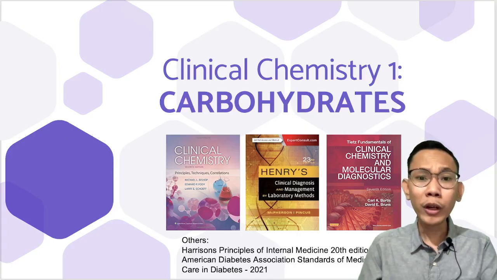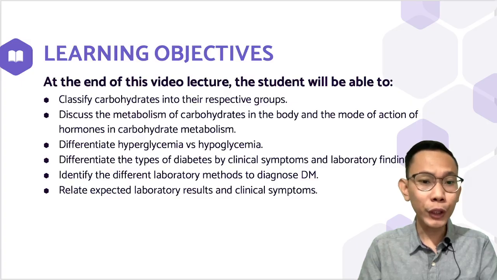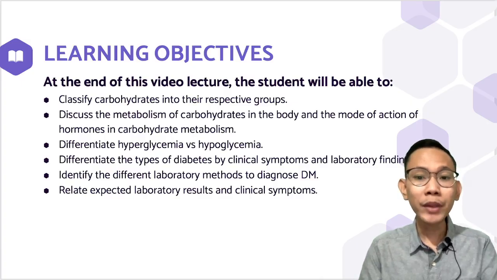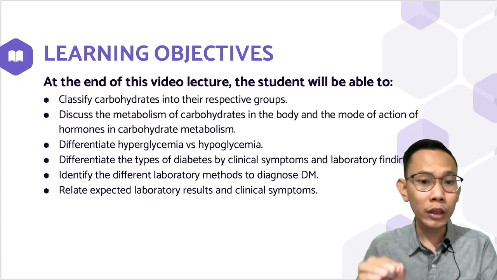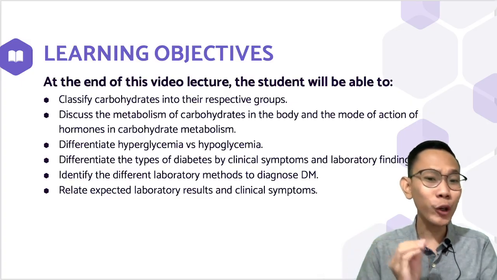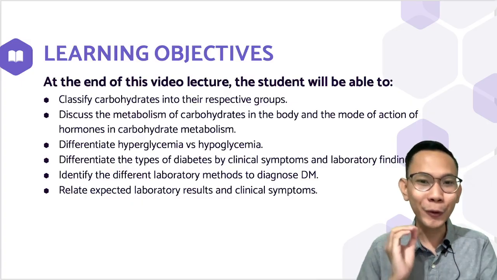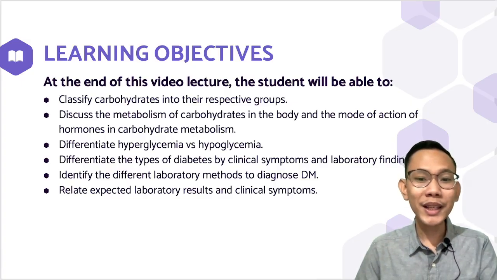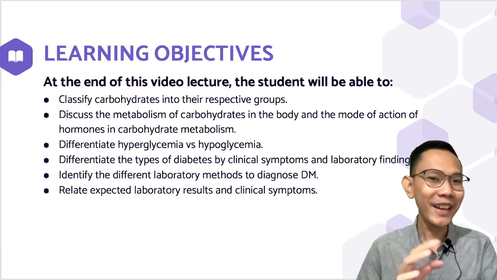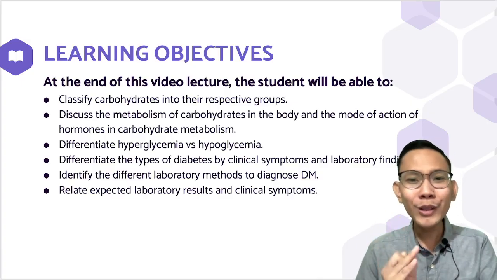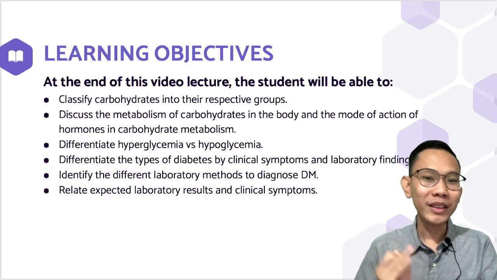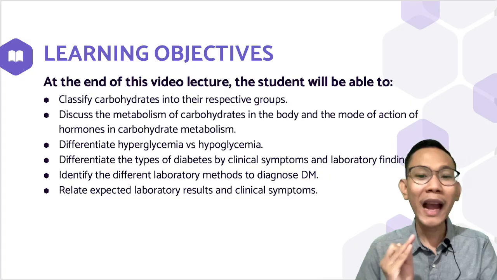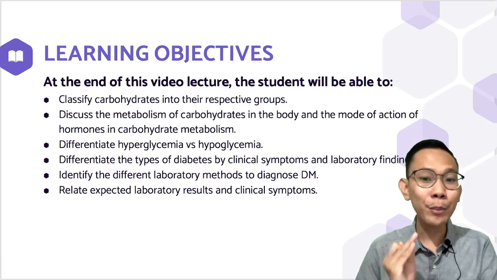So what would be our learning objective for today? At the end of this video lecture, the student will be able to classify your carbohydrates in their respective groups. So somehow a review of your biochemistry. Next, discuss the metabolism of carbohydrates in the body and the mode of action of hormones in carbohydrate metabolism. Again, not just biochemistry, we will also review your physiology. Then later on, we will differentiate hyperglycemia versus your hypoglycemia.